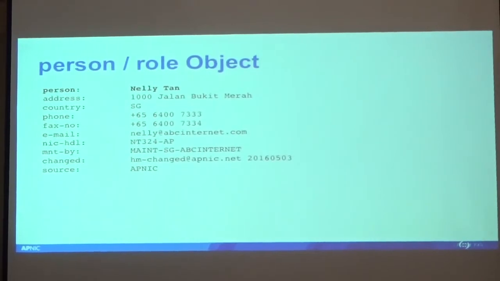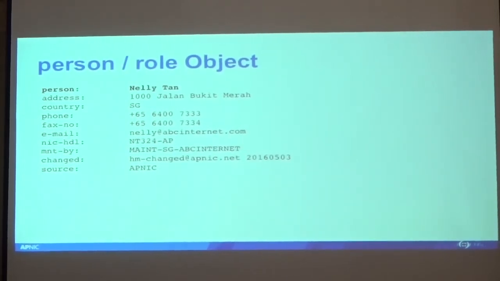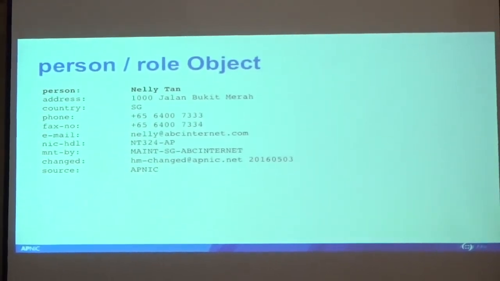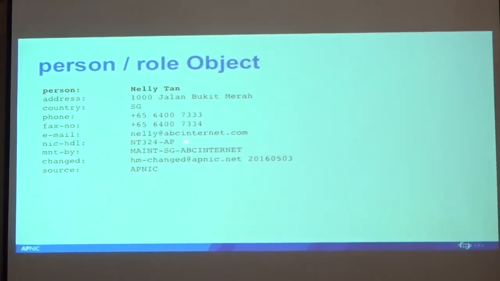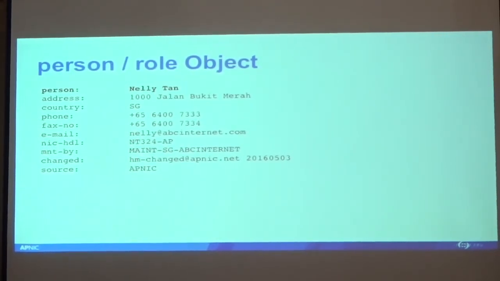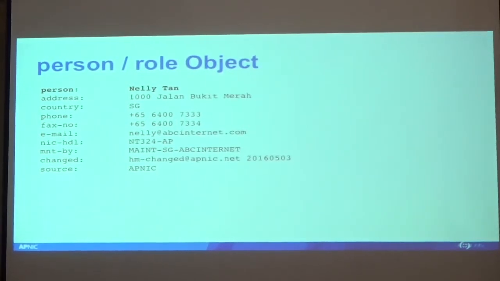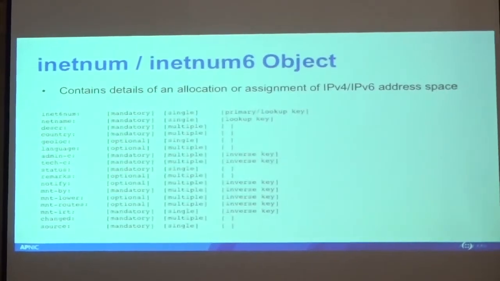Some examples. This is an example of a person or a role object. I think what we have here is a person object. So it's a typical description of a person, right? He has a name, he's got an address, country, phone number, fax number, email, and things like that. You also have a maintainer, and this is very important. And this one, a nick handle, is a unique value that defines that particular object. We can link these different objects together. So to link to a person object, we will use this nick handle.